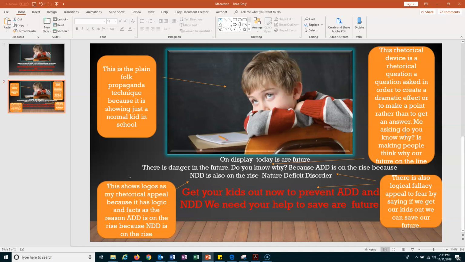Then the rhetorical device that's being used is a rhetorical question, right? Getting people to think about asking why and how their future's on the line. Good. So the logical fallacy here is appeal to fear. Probably could be other logical fallacies as well, but appeal to fear because if we don't do something now, then our future is in jeopardy, right? If we don't help decrease ADD, our future will be in jeopardy for these students.